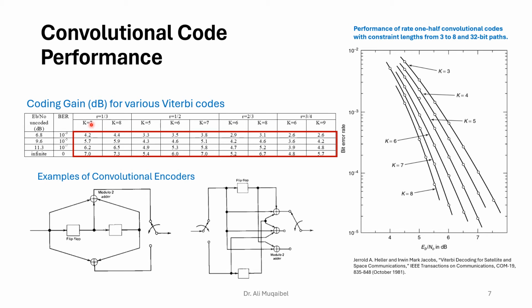And then, of course, capital K represents the memory span. Of course, the longer the span, you expect higher gain. So if you go this way within the block, you expect the coding gain to increase. So the maximum here maybe is 7.3.